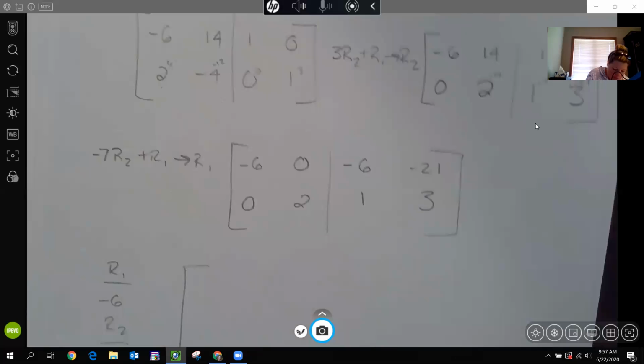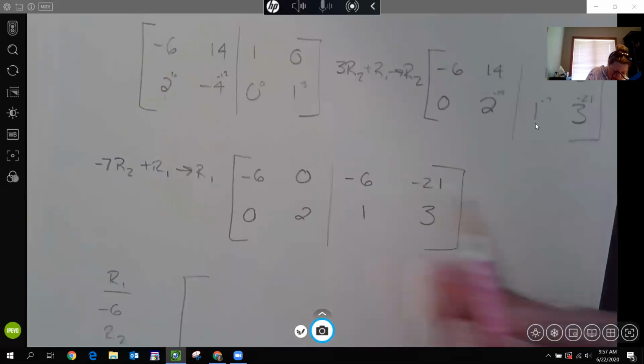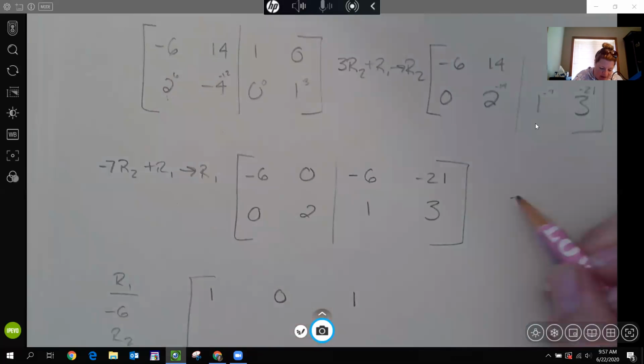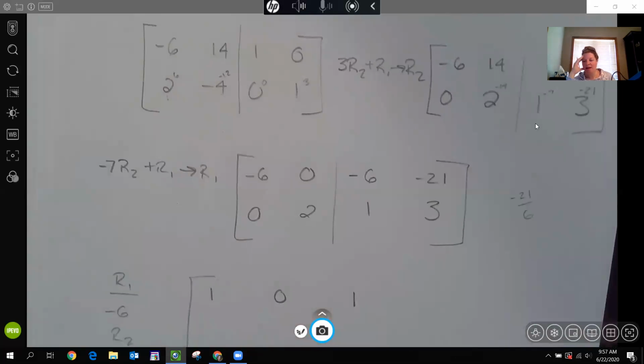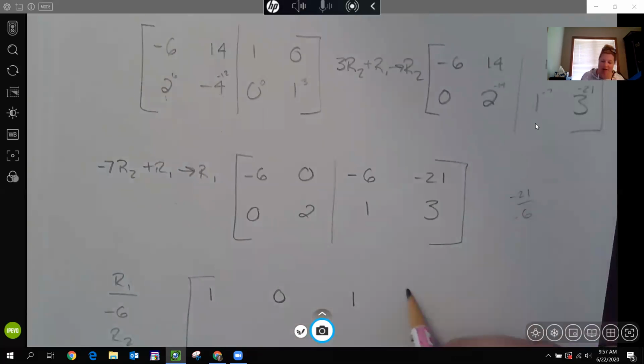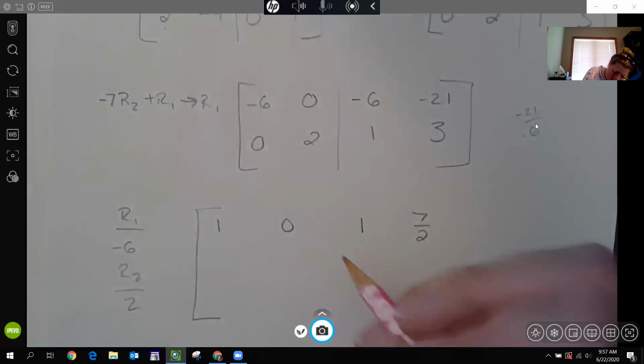So this top row is going to become 1, 0, 1, -21 over -6. It's 21 over 6, but does that reduce? Yeah, 3 goes in. That reduces to 7 halves. I was just trying to reduce the fraction. I wrote it down. Okay, bottom row.